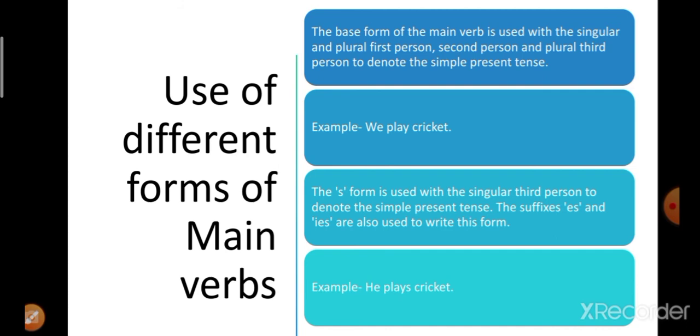Now more examples are like this: my little brother goes to school. With go we add a suffix es and it becomes goes, and this is denoting the simple present tense. Now let us proceed further.